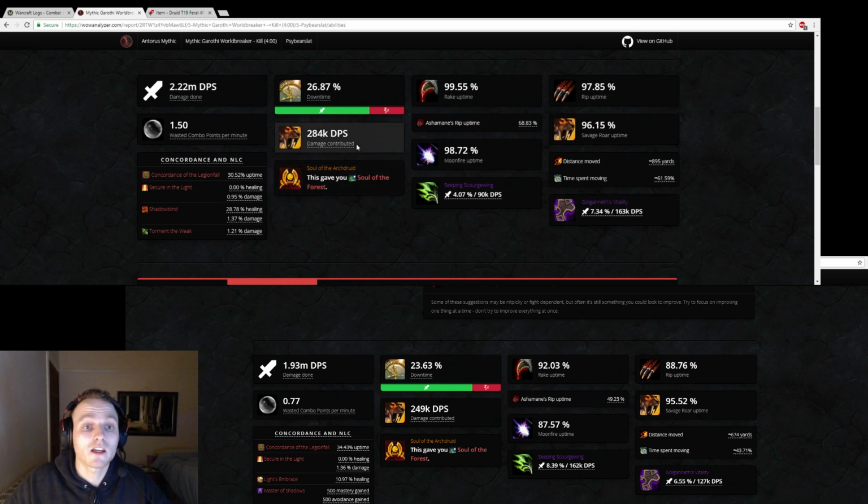You can see here that in total, Savage Roar contributed almost 300k DPS for me, which is huge. That is lots and lots of damage. That's not 300k damage total, that's per second. So that's huge. And you can see the uptime there, 96%, and the player 95%. That's cool.